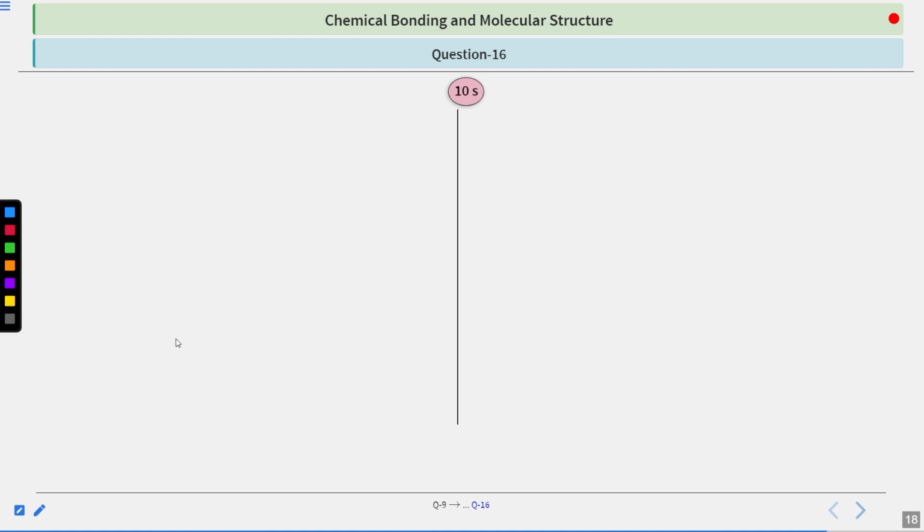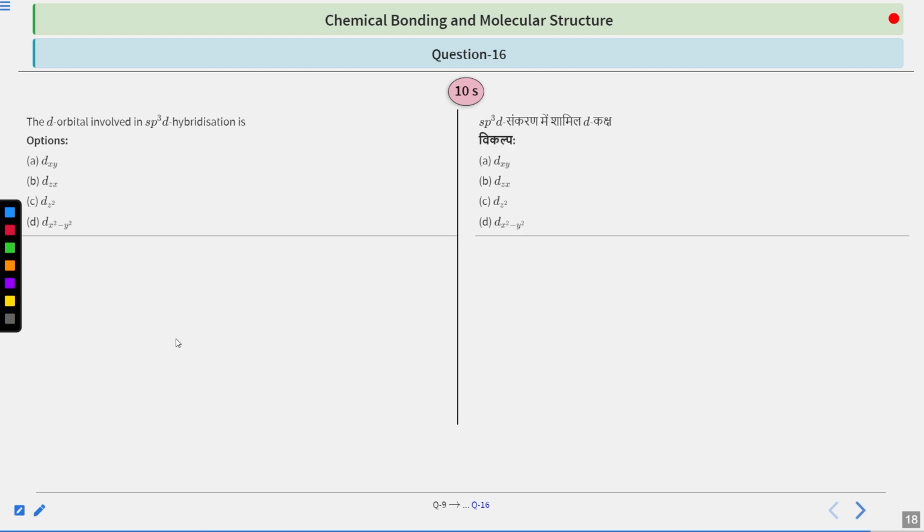Question number 16 says that the d orbital involved in sp3d hybridization is: A, dxy; B, dzx; C, dz square; D, dx square minus y square. So you have 10 seconds to solve this question. Your time starts now.